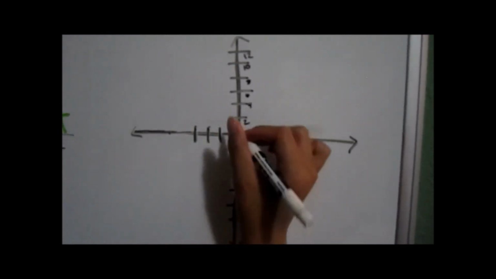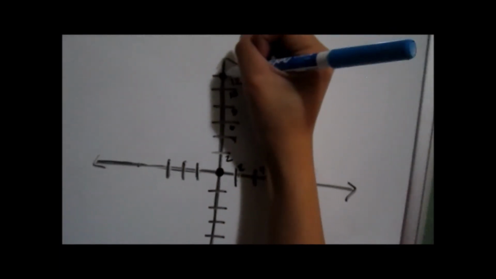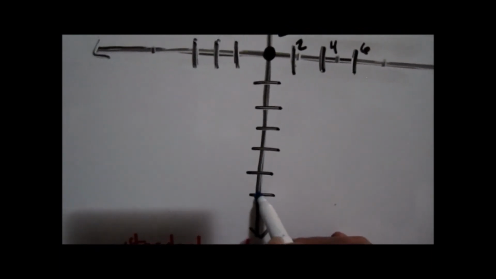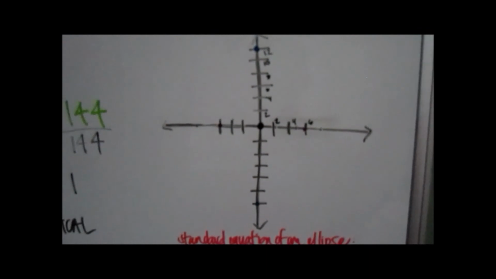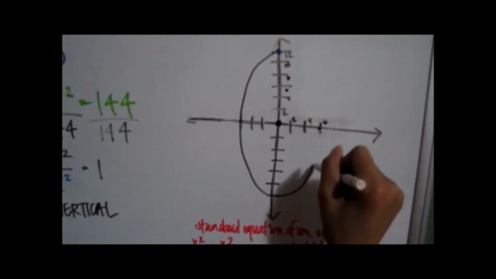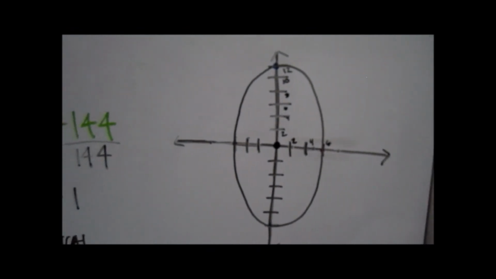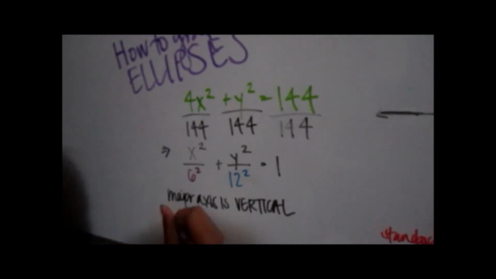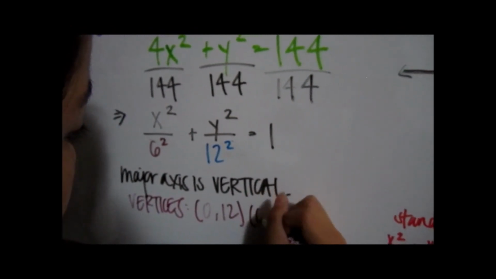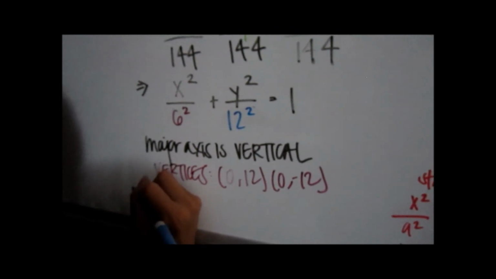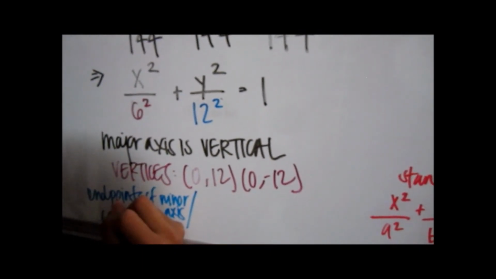We know the center is at the origin because we don't have a shift. So we go up 12 and down 12, and we go to the right 6 and to the left 6. That gives us our vertices and co-vertices for the ellipse. Because a equals 12, the vertices will be 0, 12, and 0, negative 12. And because b equals 6, the endpoints of the minor axis, or co-vertices, will be 6, 0, and negative 6, 0.